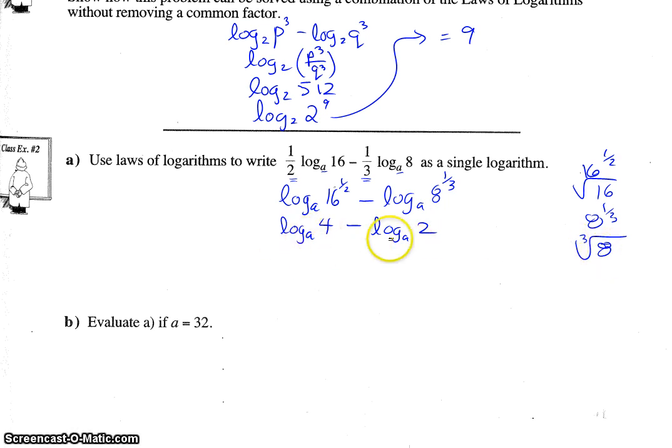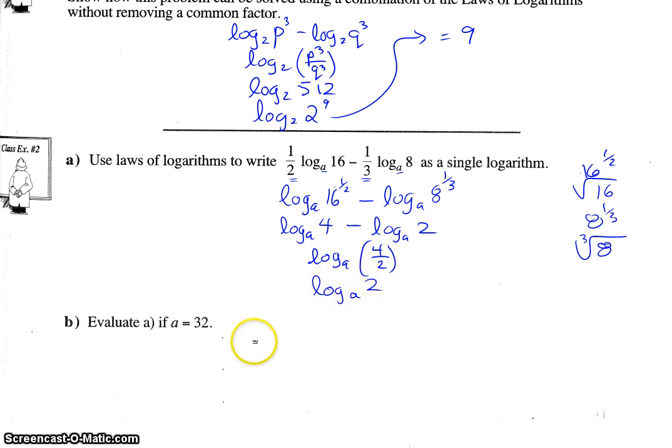Okay, now it looks a lot better, doesn't it? So quotient law, we're subtracting 2 logs. So we are going to combine those into dividing within 1 log. So 4 divided by 2, that is going to be equal to 2. And there we go. Oh, why did I write that as a 2? You ever have your pencil get ahead of your brain, or your brain get ahead of your pencil, one of the two? Okay, so we have log base A of 2.